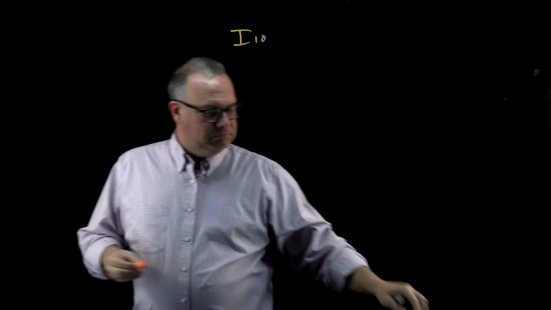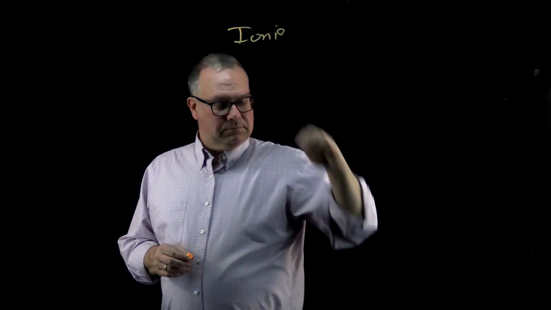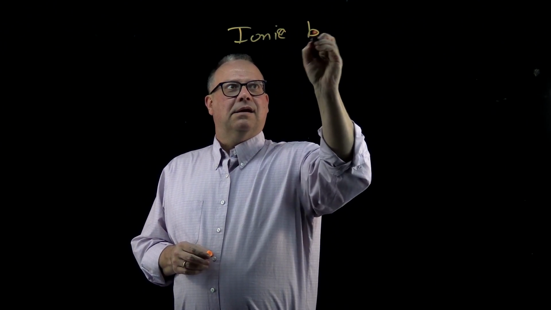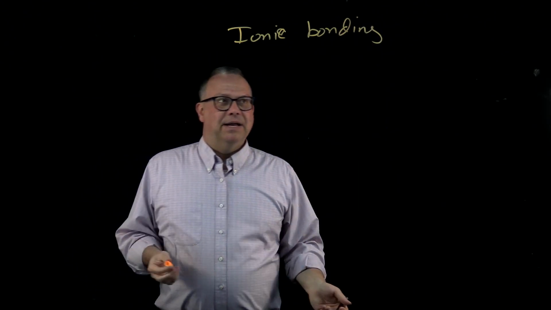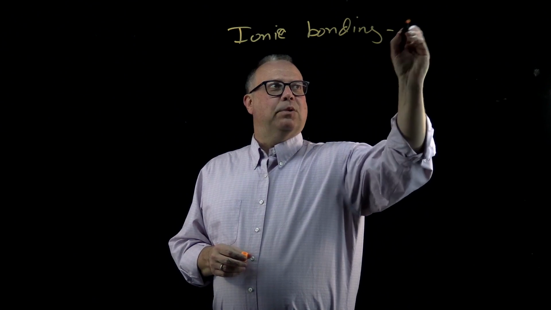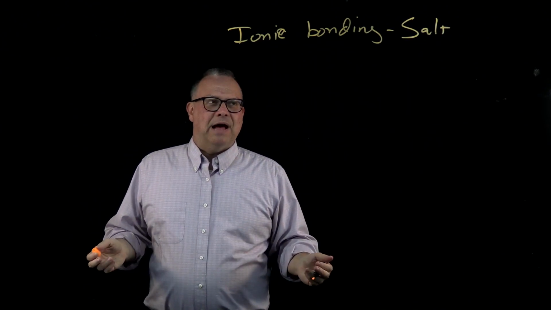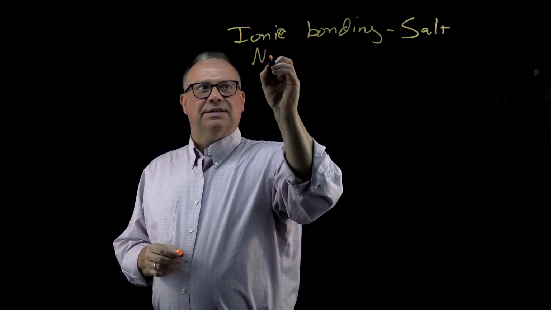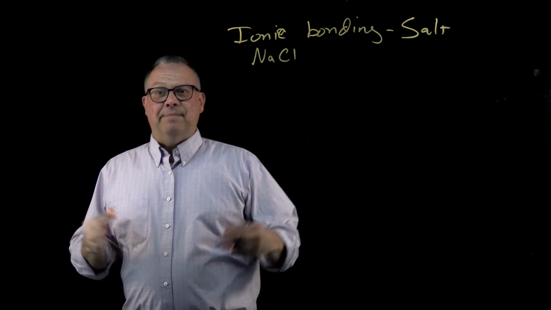Now I want to talk a little bit about ionic bonding. Ionic, that's spelled with a C. Things that are ionically bonded we refer to usually generically as a salt. The common classic one that we think about here is sodium chloride, common table salt.